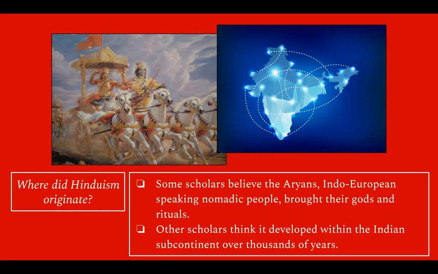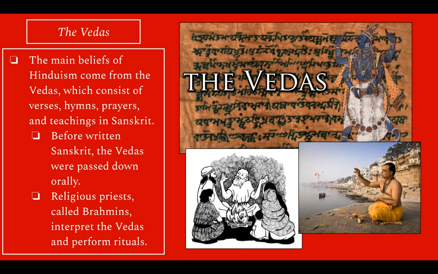The second theory that other scholars have is that it could have developed within the Indian subcontinent over thousands of years. Just the people within India that have been there for a long time, it developed over time, and people would have added to it and made it more complex, and that would have happened before the Aryans even came. So here is the Vedas.